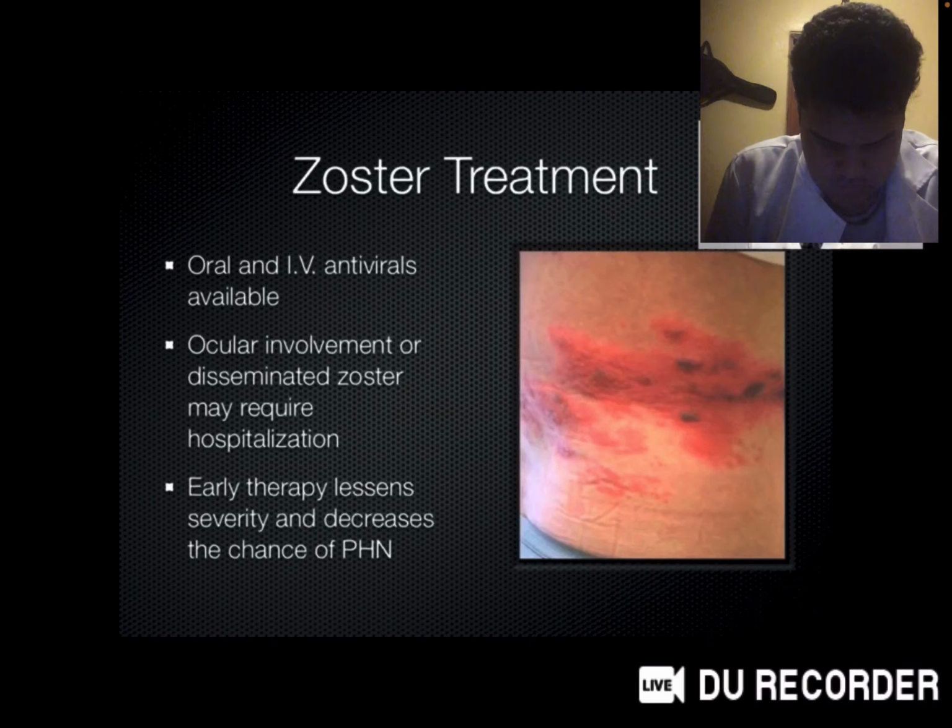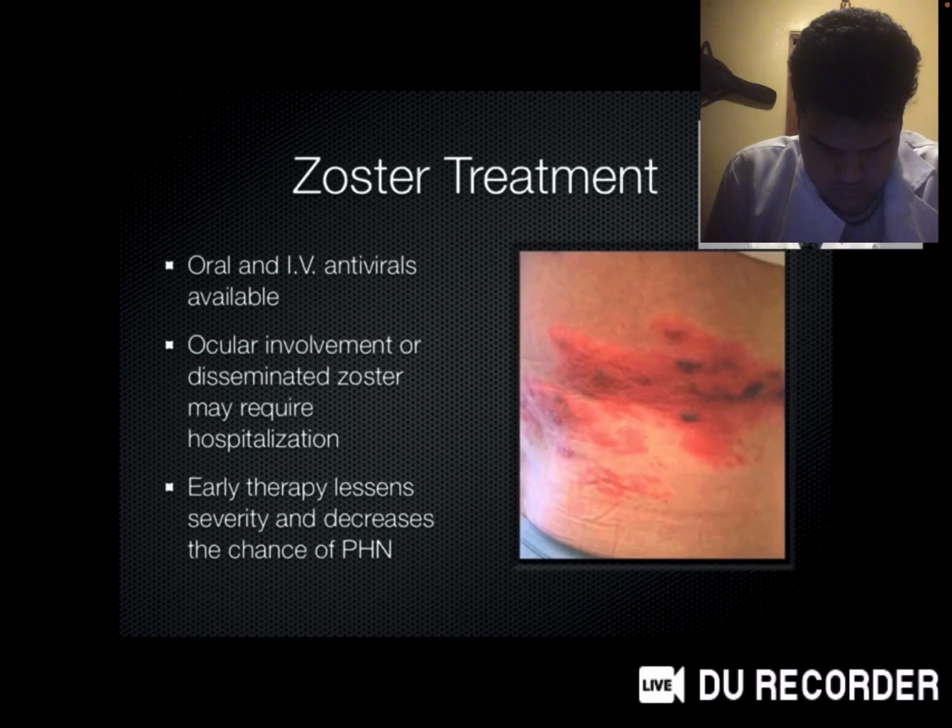Ocular involvement or disseminated zoster, that means you have shingles or zoster and you're immune suppressed, and the rash isn't just confined to one region, it can spread over much of the body, kind of like chickenpox. That may require hospitalization because of the potential for internal involvement.